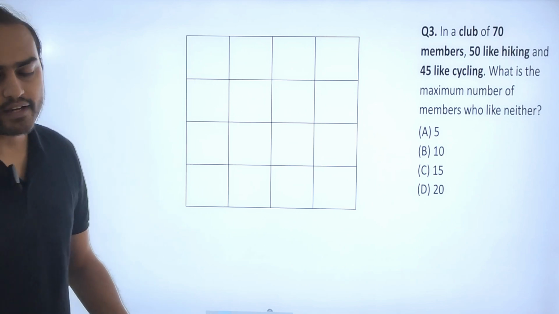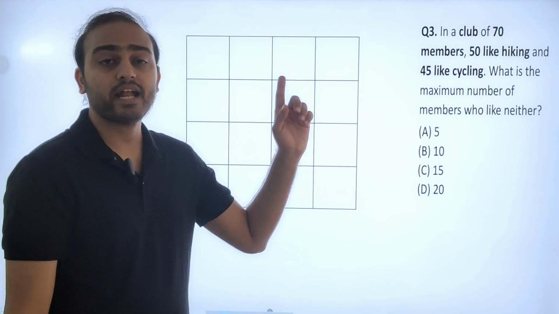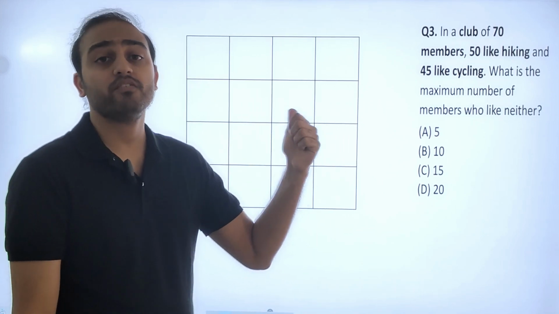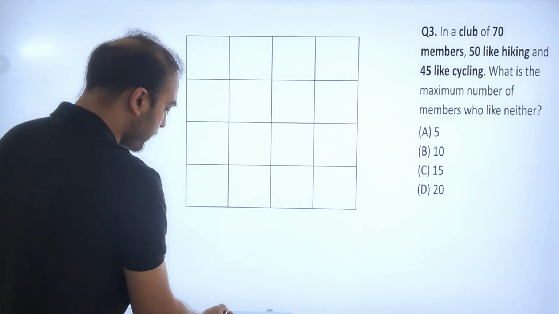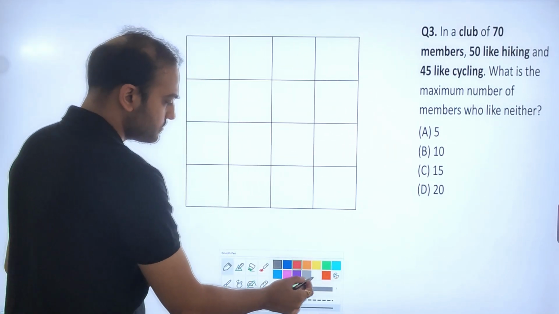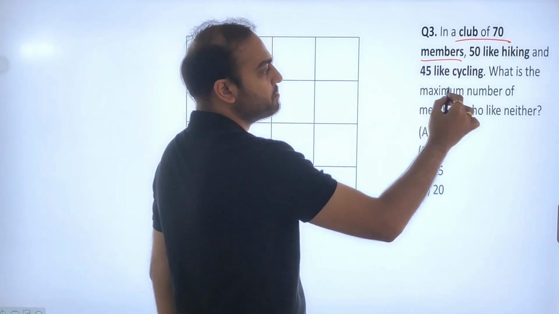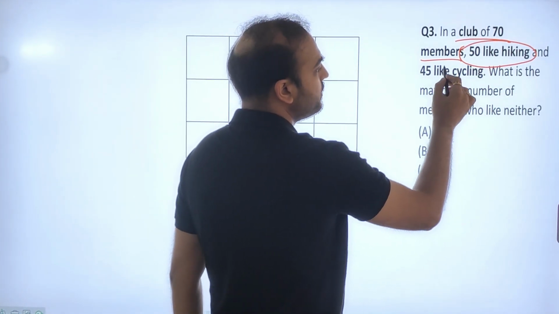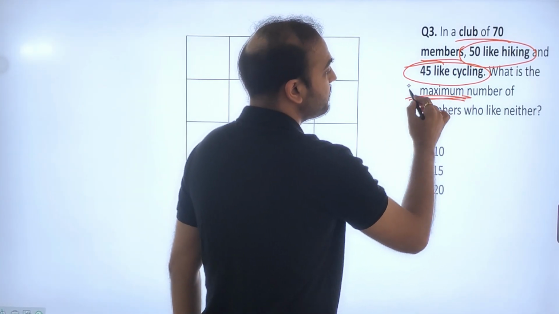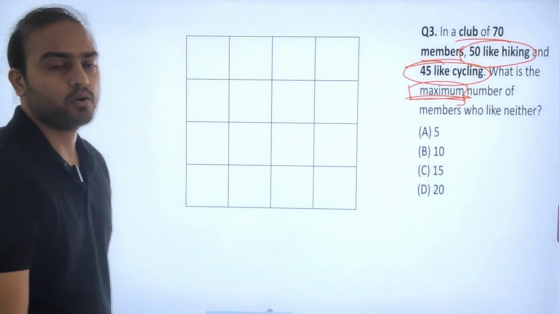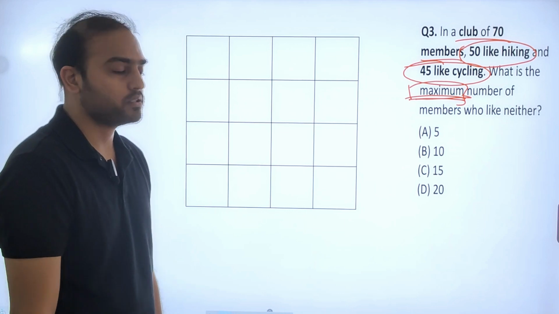So you might be wondering why I am pushing the matrix method again and again. This is the question that will tell you why this method is very good. If we read the question again, there are a total of 70 members, 50 like hiking, 45 like cycling. See, this is a maxima question. They want to know the maximum number of people who do not like anything.